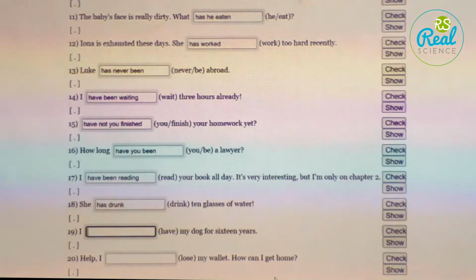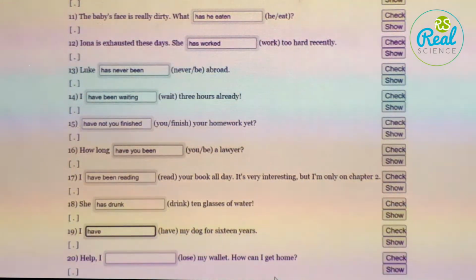Okay, 19th: I have been having. I have had. Which one? Have been having or have had? I've been having, present perfect. Guys, can you switch off your microphone because the sound is coming? Okay, thank you. I think here you have to put have had, because had is the verb, a stative verb, one of the stative verbs.